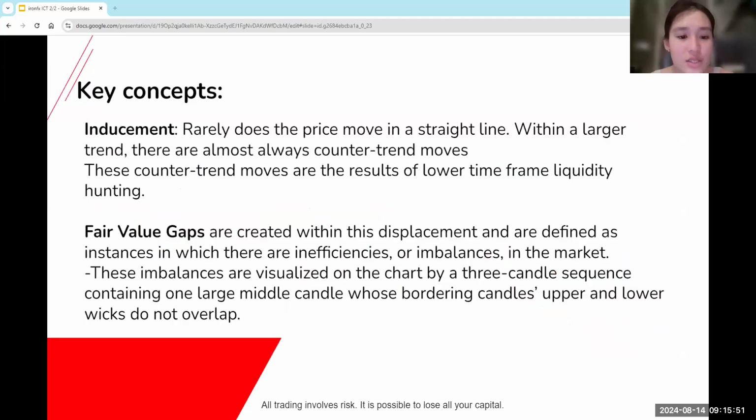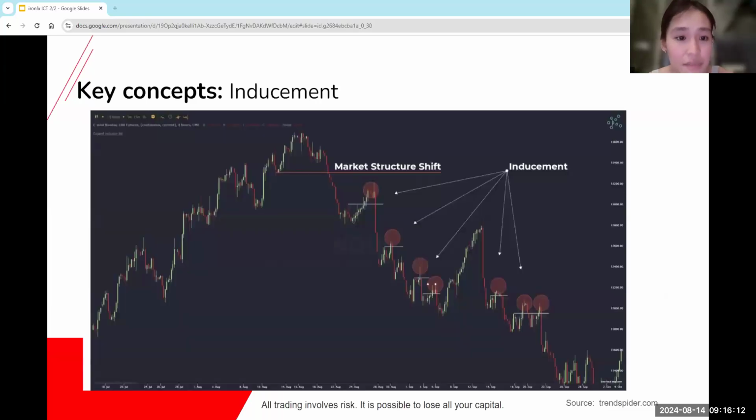Next, let's look at inducement and fair value gaps. Starting off with inducement, price rarely moves in a straight line. Within a larger trend, there are almost always counter trend moves, and these counter trend moves are the result of lower time frame liquidity hunting. I'll get into fair value gap in a bit, but here's an example of an inducement.